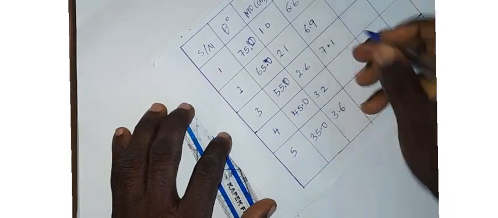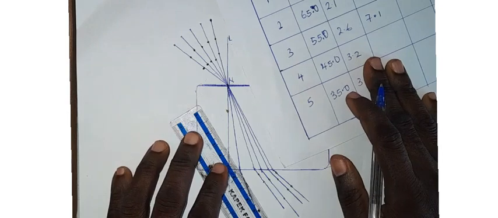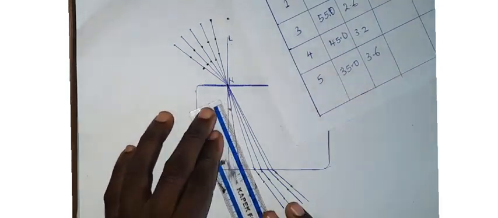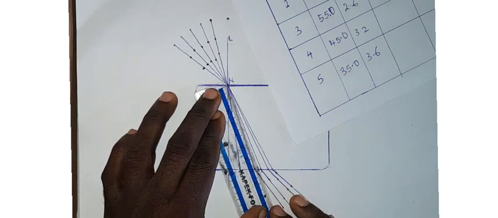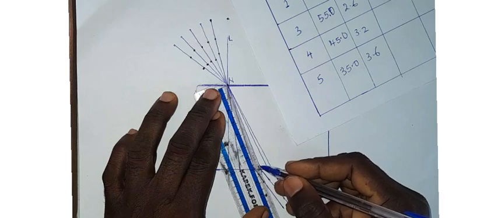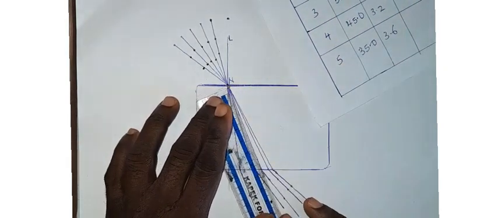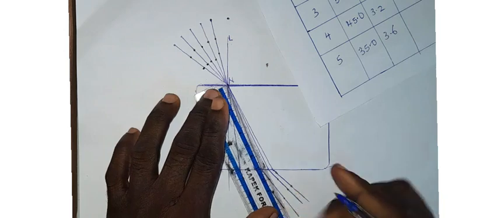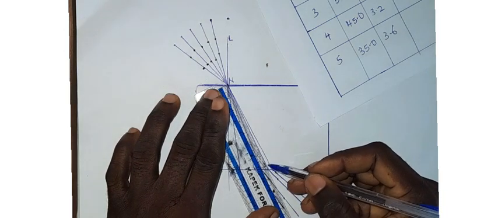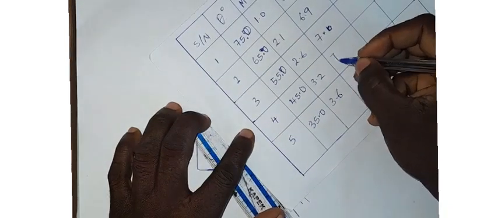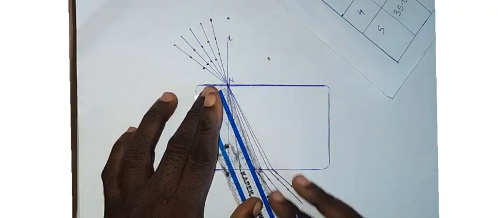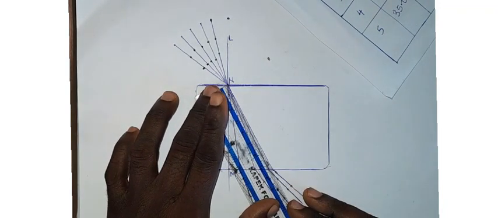Is 7.1. The next one, let me take this again. This is 7.0. Okay, the next one is 7.2, and the next one, the last one, is 7.5. So these are my readings.